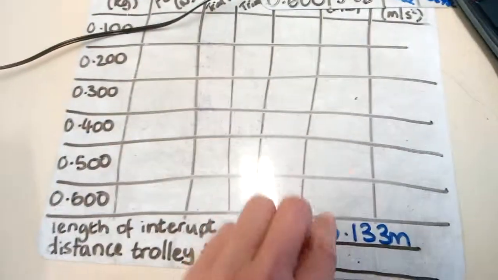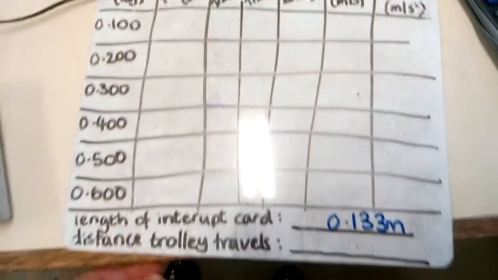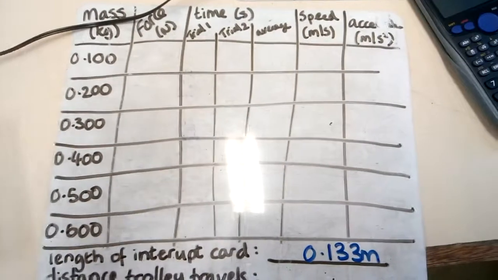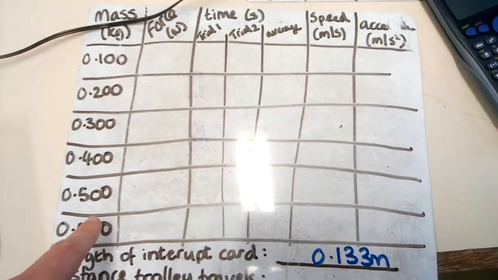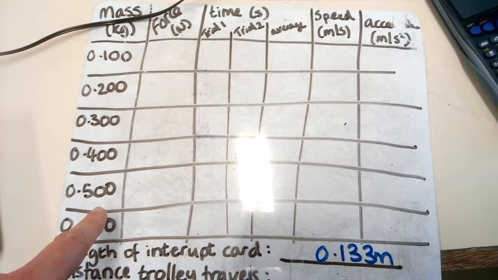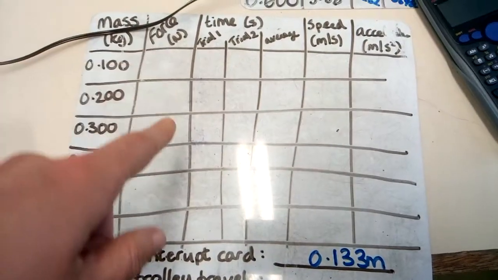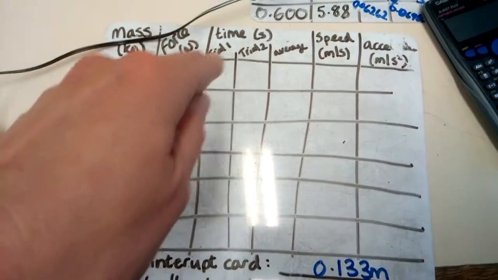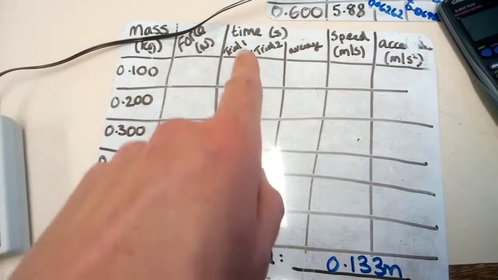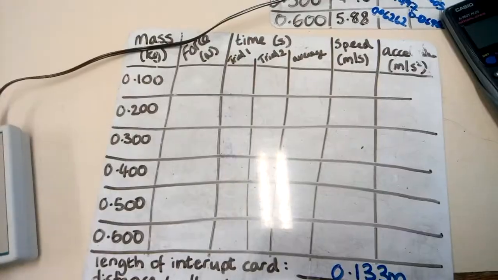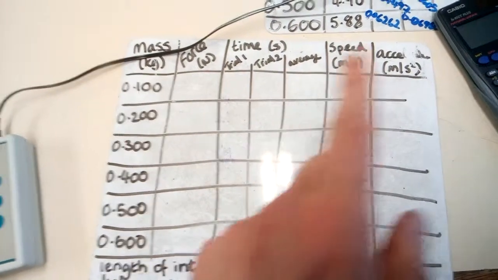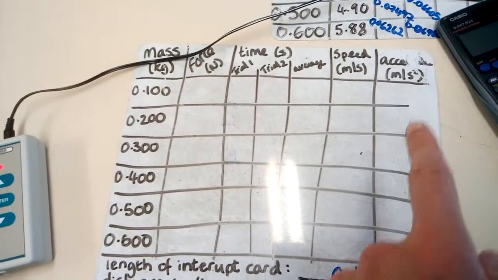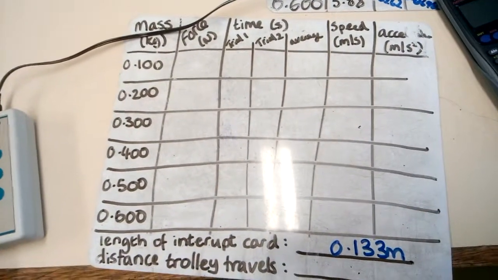First thing you need to do is make a copy of the results table. So here I've got a results table, mass in the first column, that's the mass that we're going to hang off the edge of the string. That's going to create a force that's going to pull the trolley along. We're going to record our results for time. I've got space for trial 1 and trial 2. You might want to do 3 trials if you've got time, and I'm going to work out the average result of those. I'm going to calculate the speed and the acceleration that I'll show you how to do in the second video.